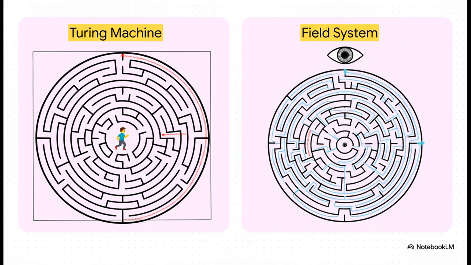A regular Turing machine is like you trying to solve a maze by actually walking through it, right? You can only see the path right in front of you. But this field system, it's like floating above the maze and seeing the whole thing at once. It's not taking steps, it's just observing the entire system from the outside.